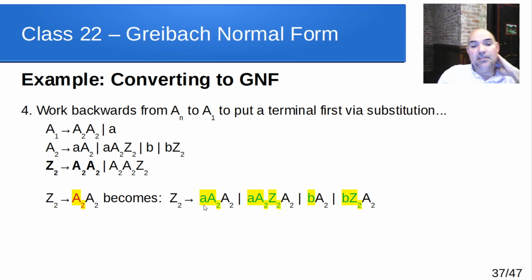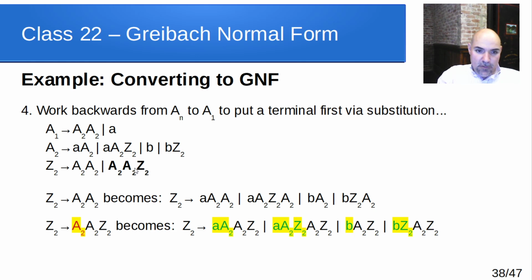Z2 produces this, or that, or that. So this one production kind of ballooned out to 4 as we substituted all these things in for that. But now you'll notice all of these right-hand sides of the resulting one start with a single terminal and only consist of variables thereafter. So that's the first one.